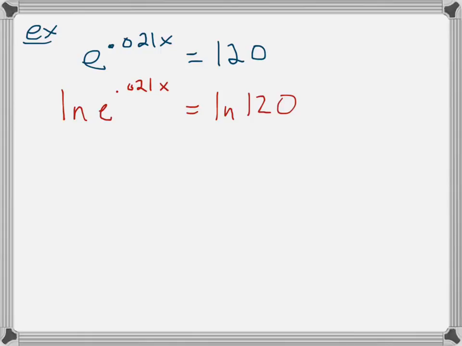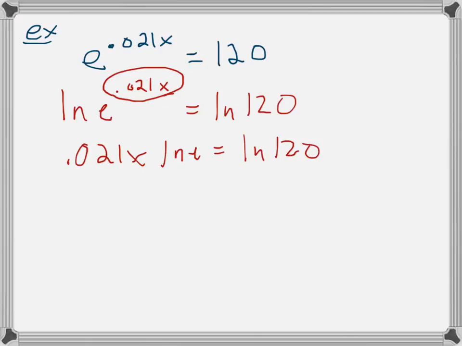So I took the natural log of both sides. And why the natural log? Well, because that's base e. Okay, so I took the natural log here using the power rule. This gets to go out front. So it's 0.021x times natural log of e equals natural log of 120.